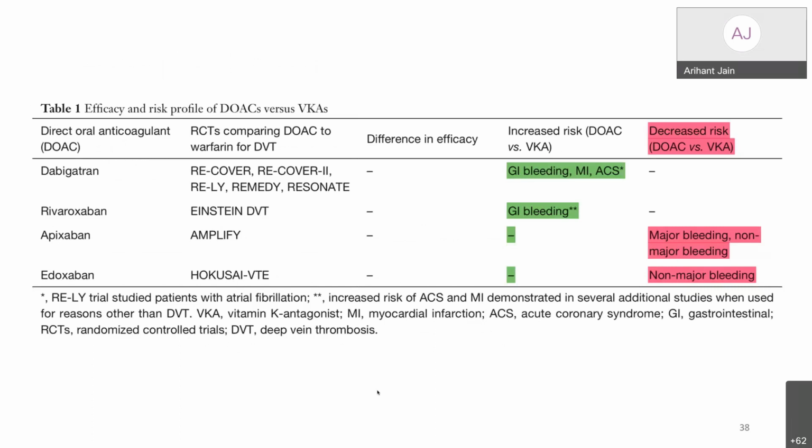So these were the trials. I don't think the DM students can remember the trials, but what you need to remember is that both Dabigatran and rivaroxaban have a high risk of gastrointestinal bleeding, and this point should be taken care of when we are choosing the anticoagulant.